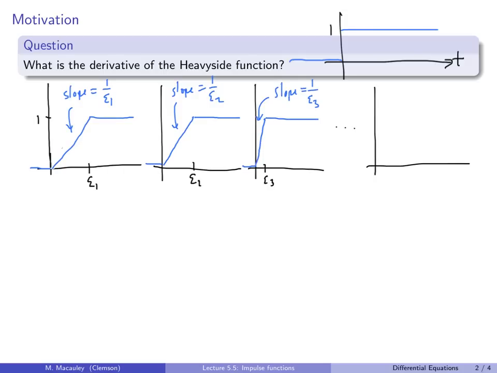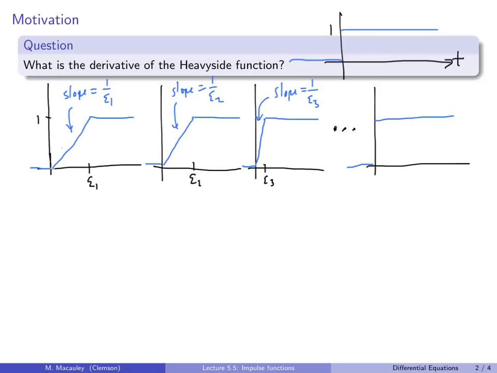So if you do this in the limit, whatever the heck that means, dot, dot, dot, what do you get? So you get the Heaviside function. So in the limit, well, I want to say when epsilon is 0, then the slope of this is 1 over 0, which is infinity. But I can't quite say that.